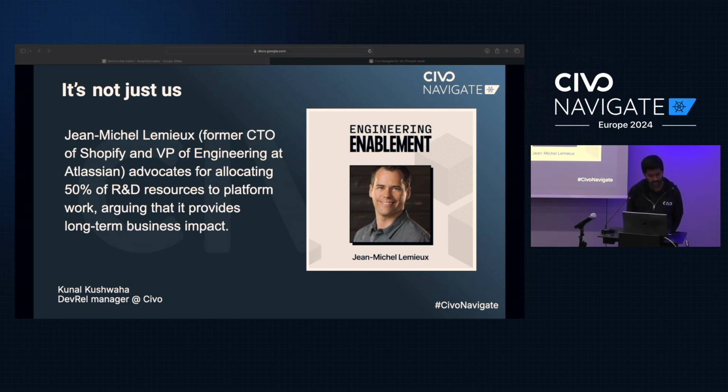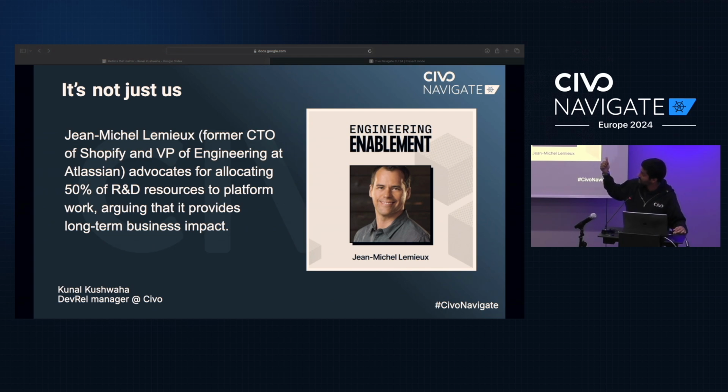Jean, who is the former CTO of Shopify and the VP of engineering at Atlassian, advocated for allocating 50% of your R&D resources to platform work, arguing that it will provide long-term business impact. And he said it was not just for smaller companies. Even if you're a 1,000-employee company, he suggests it's the same thing. And when asked why 50%, he said that it drives conversation because it's absurd. If you quote something like 50% for platform engineering, people will start having conversations. And that's actually something that in leadership is really hard to convince.